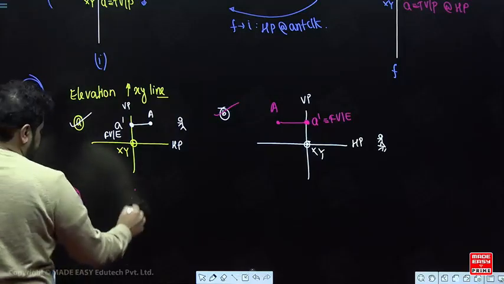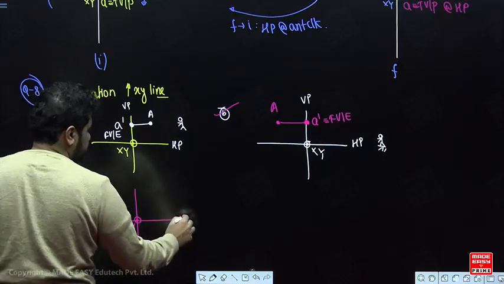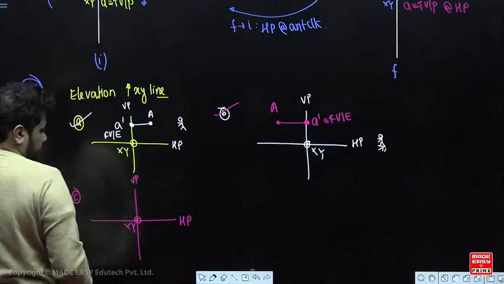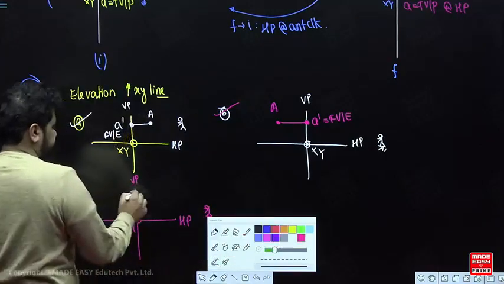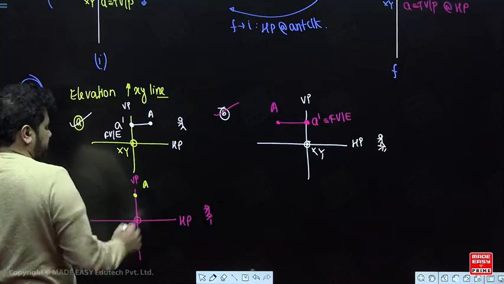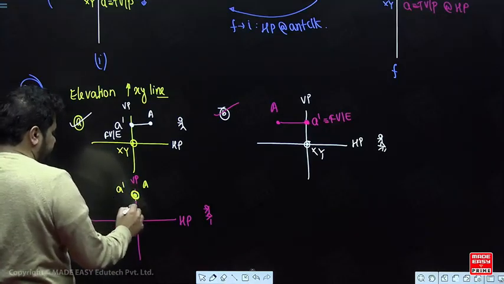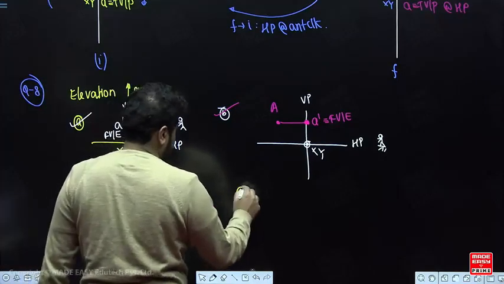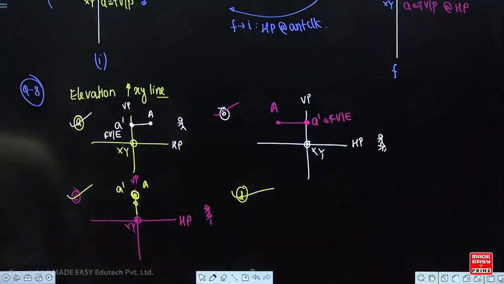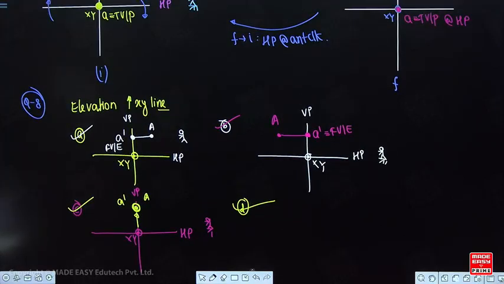For C, it is saying vertical plane. If the point is in vertical plane, where will be its front view? So this will be A dash. Is it above xy? Yes, it is also above xy. Option C is also correct. So what will be the final answer? It will be option D. Correct. So this will be option D. Okay.